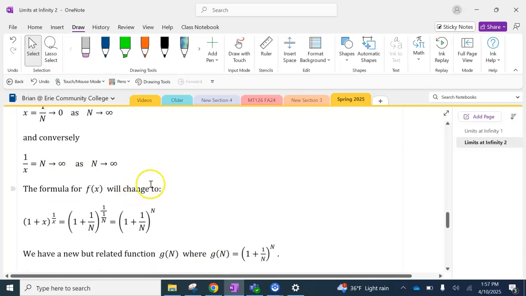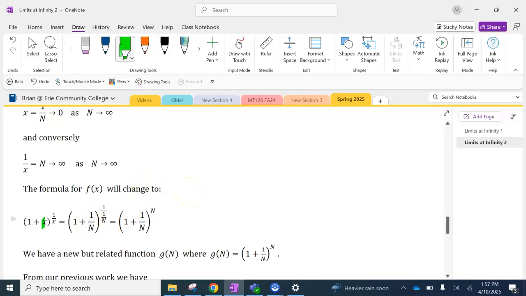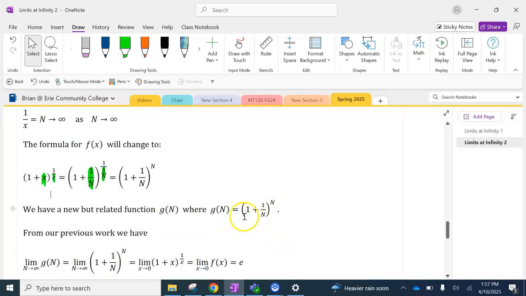Now let's rewrite the formula for f of x. We replace the x by 1 over n in each case that we're seeing x. Simplifying that exponent, it's equal to just n. This new but related function, which I'm calling g, is (1 + 1 over n) to the nth power. This is still one of those indeterminate forms. As n approaches infinity, we'll just focus on positive infinity for now, we still have this expression being like 1 raised to the infinity power.